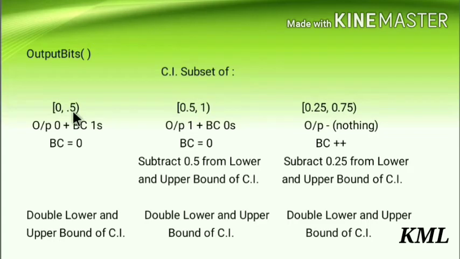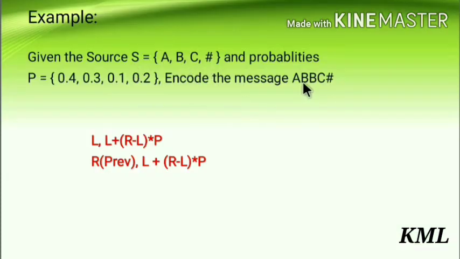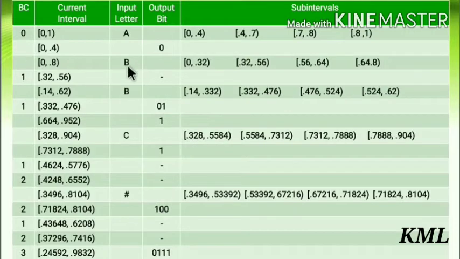So 0.8 is greater than 0.5, so it doesn't fall in this. We have a 0 which is less than 0.5, so it doesn't fall in this, and we have a 0, so it doesn't fall in this also. So what do we do? We stop here and take the next input letter, okay. So our next input letter is B, so we take that input letter.